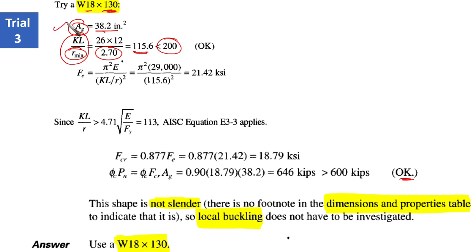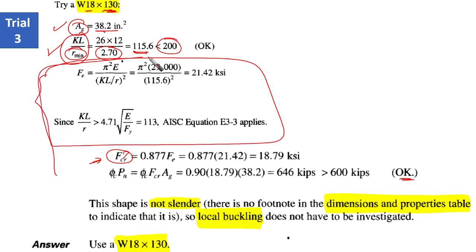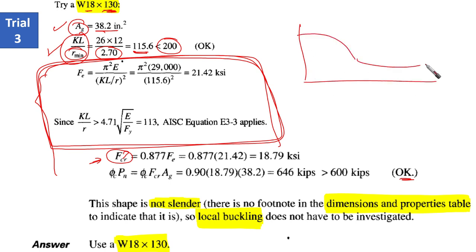Then after area gross, after the slenderness ratio, we need to calculate the FCR. This is our third step. So these two here are related to calculation of the FCR, to see whether we are in the elastic or inelastic buckling.